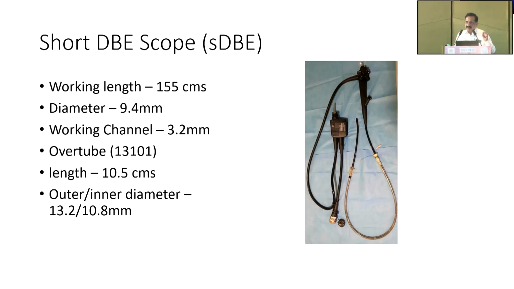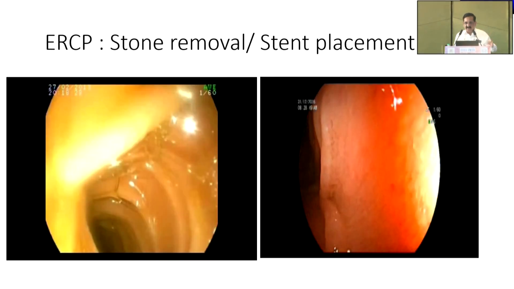Just a short thing about the short double balloon endoscope. The long double balloon endoscope is about 200 centimeters, and accessories are very difficult. The short double balloon enteroscope overcomes this and has been specifically designed for ERCP in this situation.